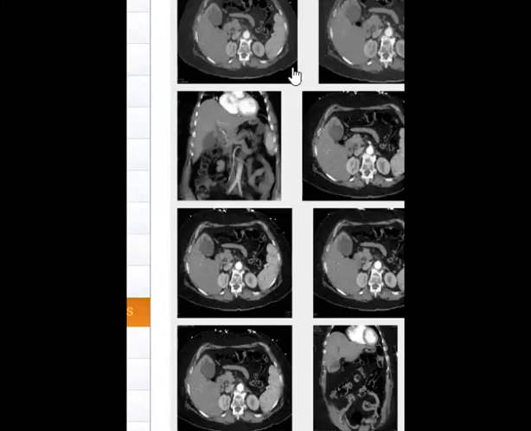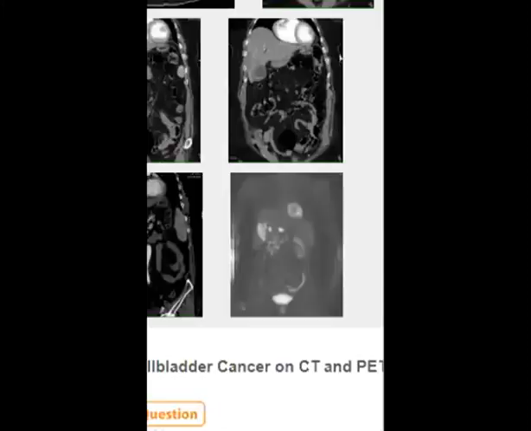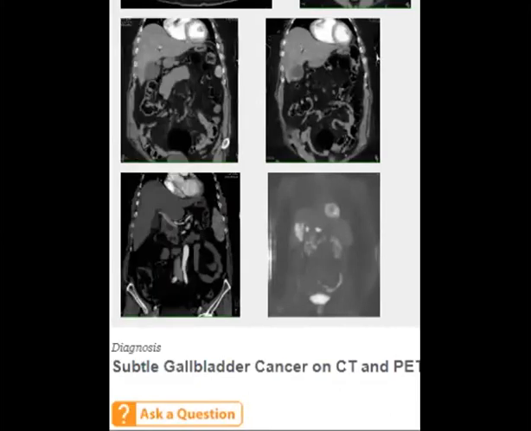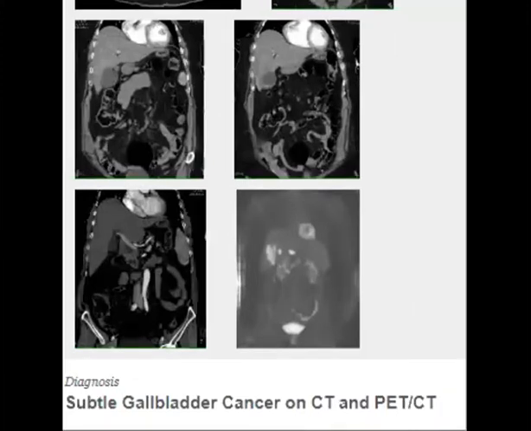Yes. So it is important when you describe to put it in the differential. Okay, and you can see now that the answer is gallbladder cancer in the CT and PET/CT. Something very small but very bad for the patient. And if you detect it early, maybe it can be helpful for this patient.